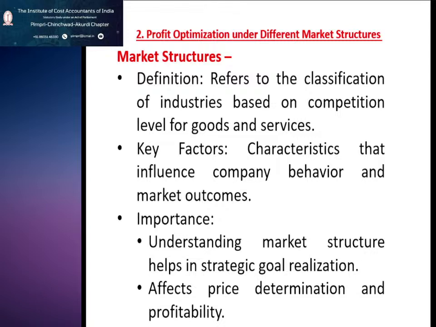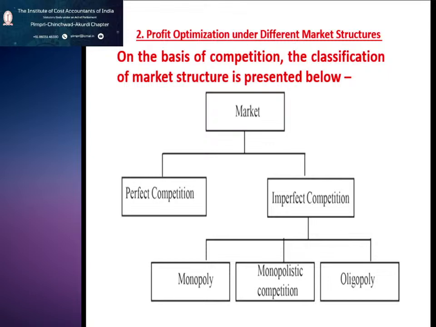So let's see the classification of market structure. On the basis of competition, normally the classification of market structure is represented as below. There are two scenarios prevailing on the basis of competition. One is perfect competition and the second is imperfect competition. Now, in imperfect competition, there are three other types of market structures. One is monopoly, second is monopolistic competition, and third is oligopoly. So these are the market structures that are classified based on competition.